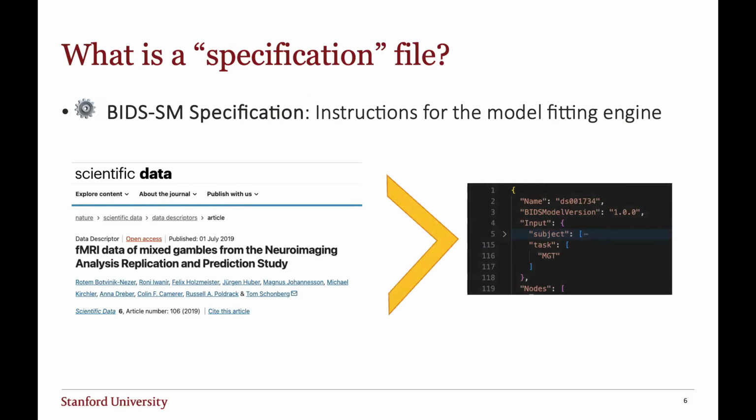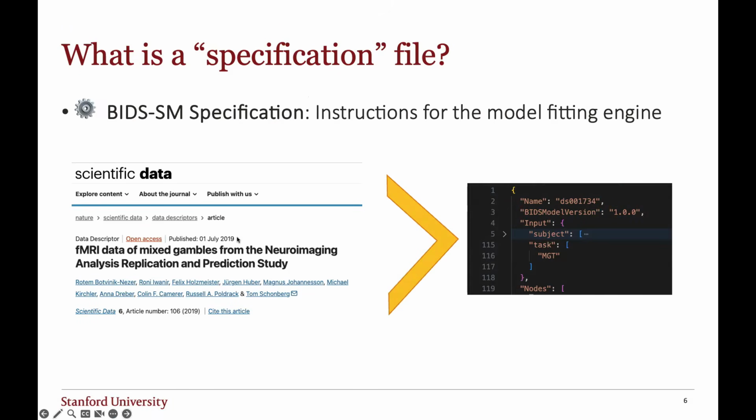I'll use an example because it's related to what folks here are familiar with, and what Andy was indirectly involved in a while back, which is the NARPS data set, where people had 70 groups run the analyses and get different results. And this is kind of a perfect case where BIDS Stats Models can prevent some of these things.